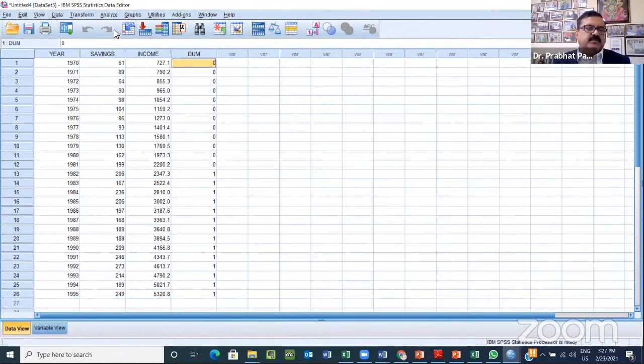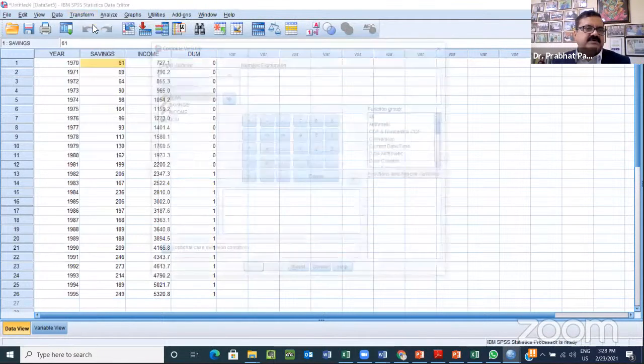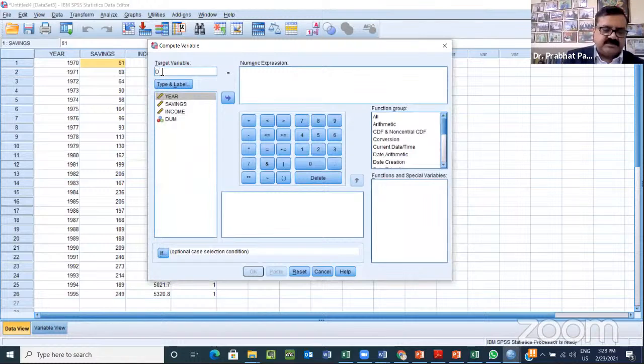Here, we also need one more variable that is called the interactive dummy, dx. But as of now, this data does not have dx. So we have to create dx, right? So what is x? So x over here is saving. We are talking about behavior of saving. So we go to transform, compute variable, and then we say, give me dx. And dx is dummy multiplied with savings, right? That's simple dx, right?